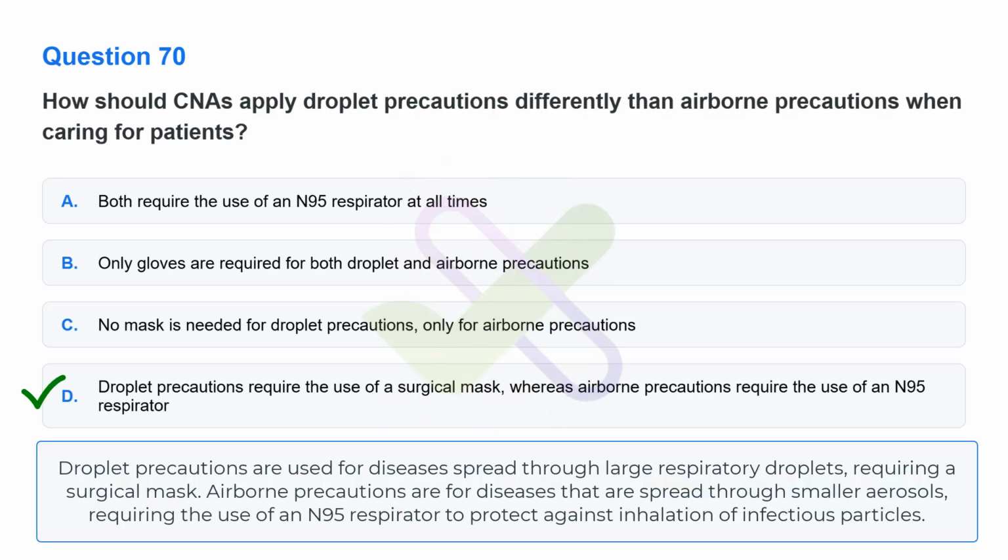The correct answer is D. Droplet precautions require the use of a surgical mask, whereas airborne precautions require the use of an N95 respirator. Droplet precautions are used for diseases spread through large respiratory droplets, requiring a surgical mask. Airborne precautions are for diseases that are spread through smaller aerosols, requiring the use of an N95 respirator to protect against inhalation of infectious particles.